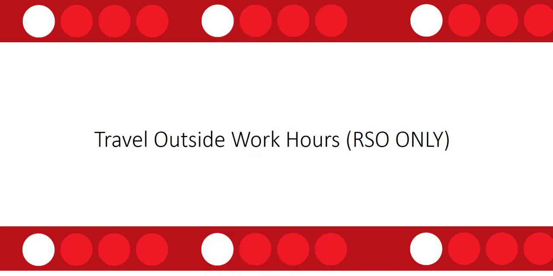Now, this feature is for RSO only. So if your organization is not using resource scheduling optimization, then you can skip over this part. This feature allows you to configure resources to allow for travel time outside of their set work hours. So for example, if you have a resource whose hours are 9 a.m. to 5 p.m., we can configure his record to allow him to travel, for example, 30 minutes outside of his work hours. So what that means is that 30 minutes of that travel will be before or after his work shift starts or when it ends, right?